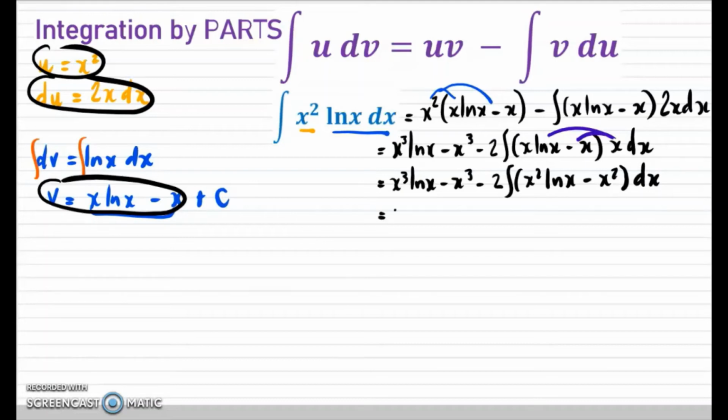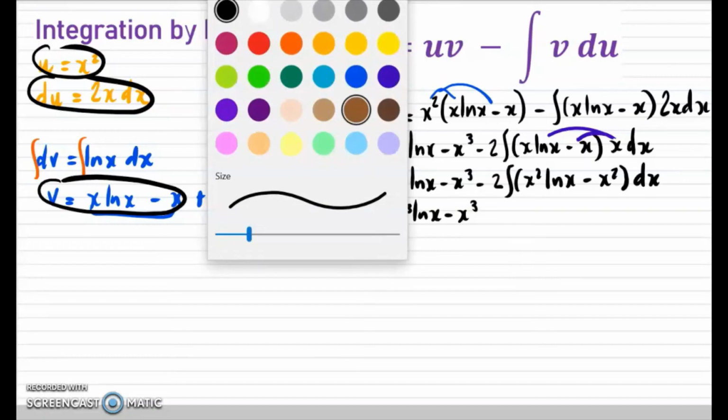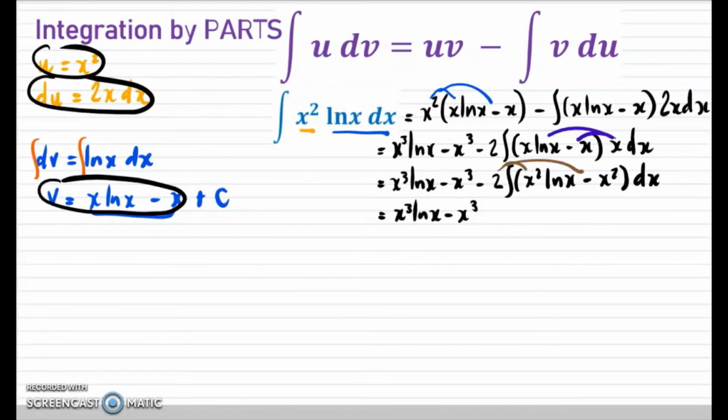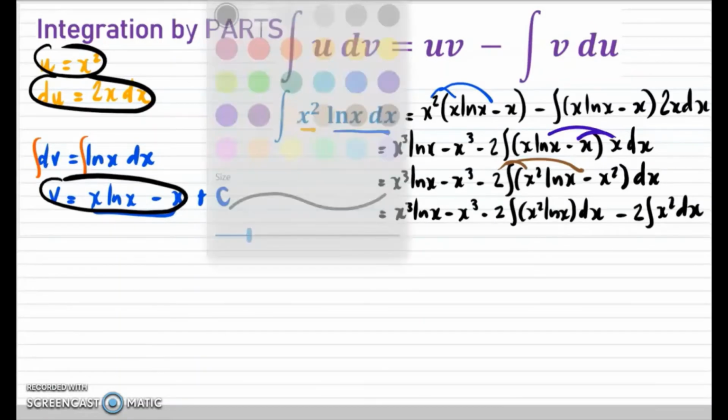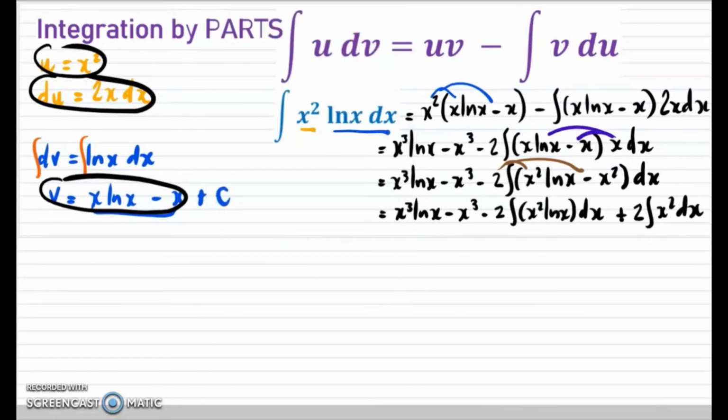And then we have x cubed ln x minus x cubed minus, again, another distribution here. We can distribute the 2 to both parts here. Therefore, we have minus 2 integral x squared ln x dx minus the minus 2 integral x squared dx. But oops, it actually has to be plus because it's negative 2 times the negative here.